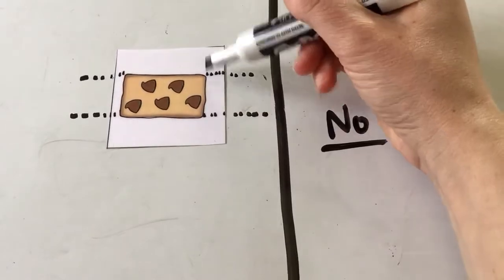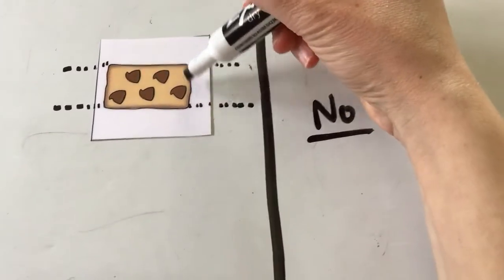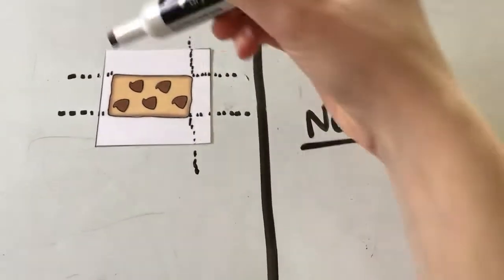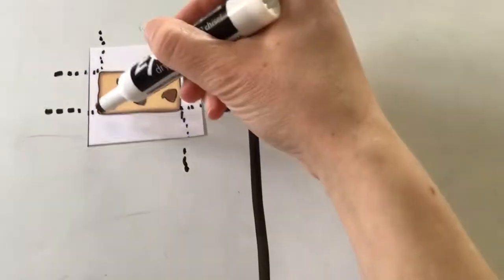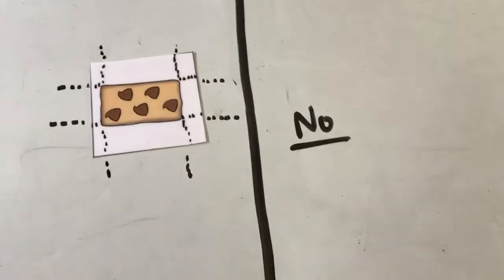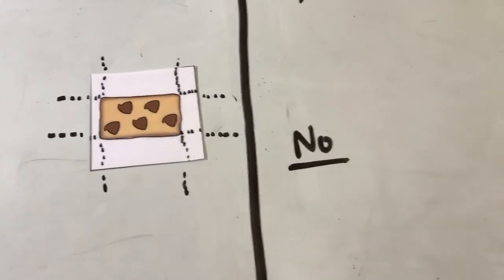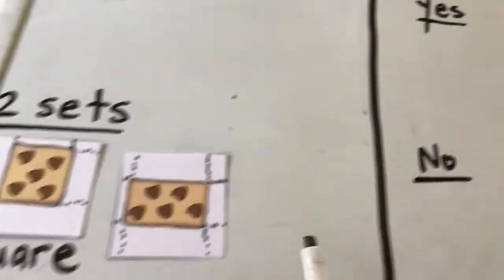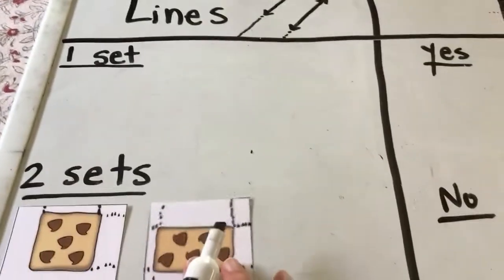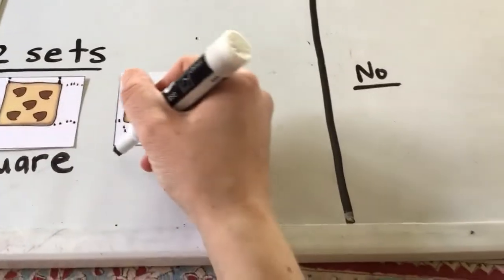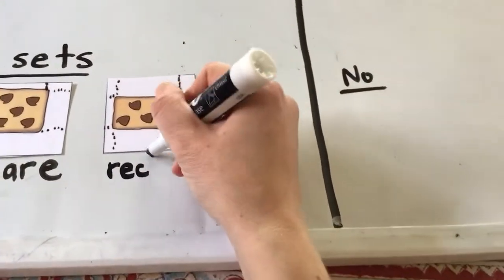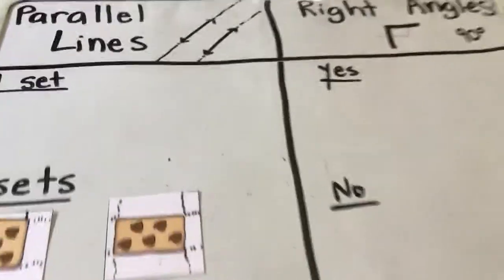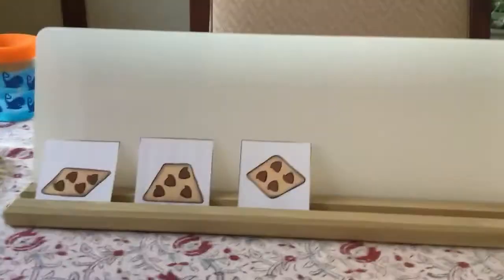Let's take a look at these shorter sides right here that are going up and down right now. If this side went on forever and ever, and this side also went on forever and ever, those lines would never meet. So that tells me that we can sort the rectangle in the same place that we sorted the square because it has two sets of those parallel lines. So I'm going to write rectangle, R-E-C-T-A-N-G-L-E, rectangle.